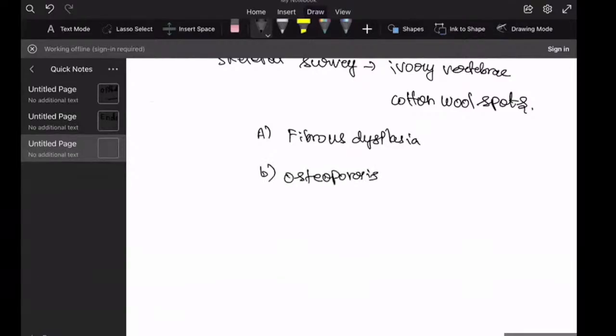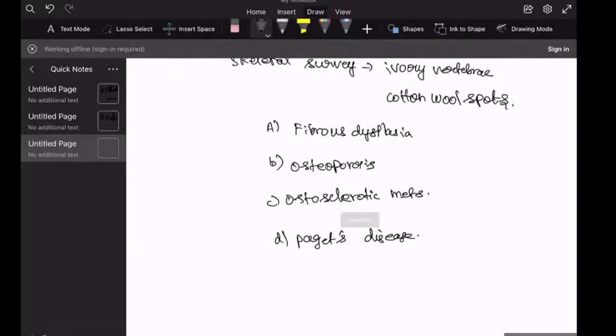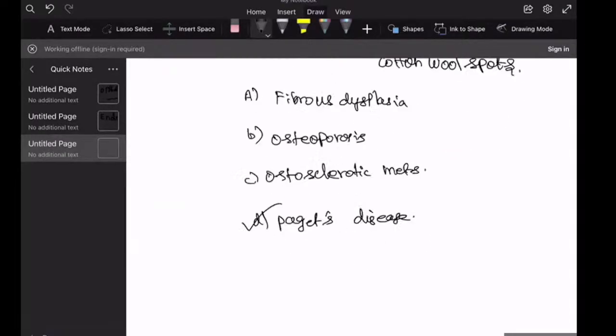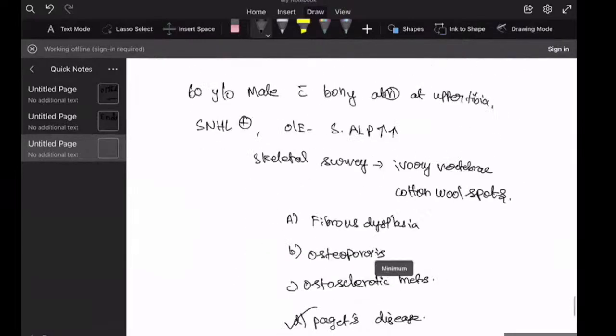Osteoporosis. Osteosclerotic metastasis. Paget's disease. Very good, Paget's disease. So the answer is Paget's disease. In Paget's disease, there will be multiple bones involved.